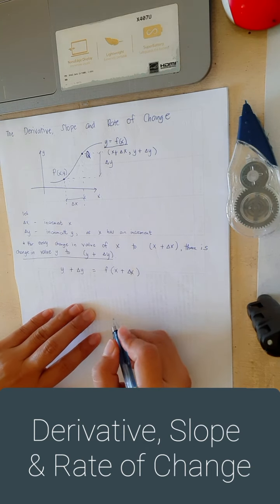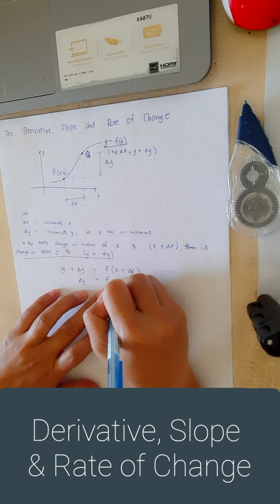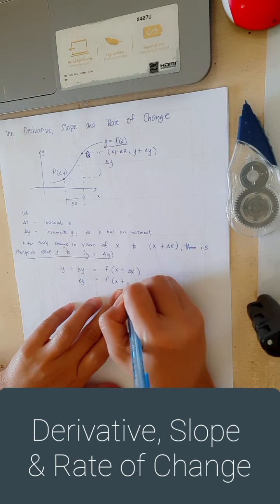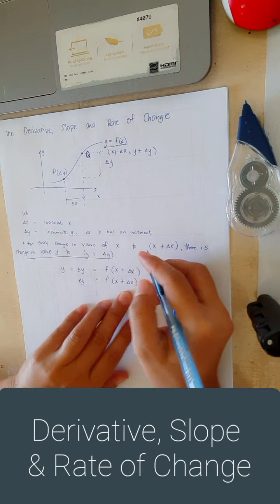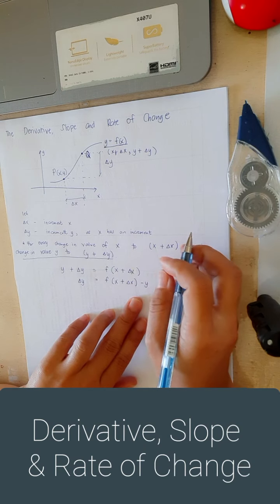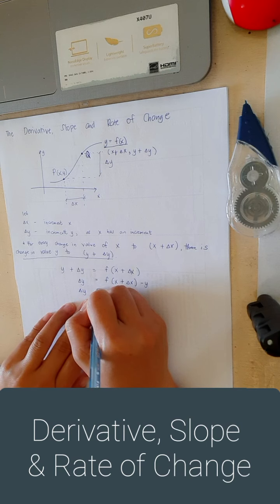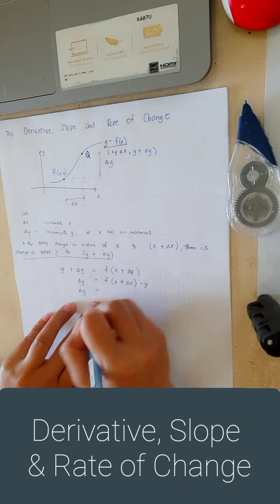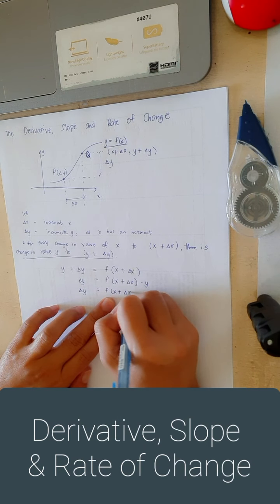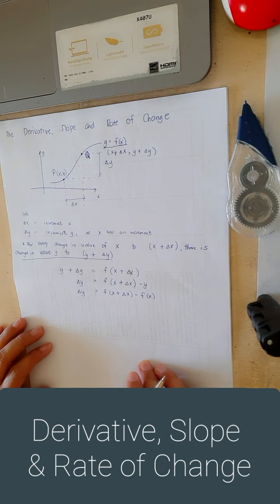So if we are going to find delta y, we will have to transpose this. So that will become delta y is equal to f of x plus delta x minus y. And remember that our y is what? y is f of x. So we have delta y equals f of x plus delta x minus f of x. Okay.